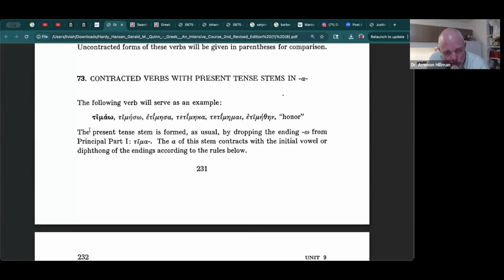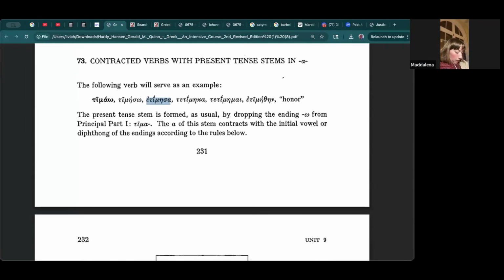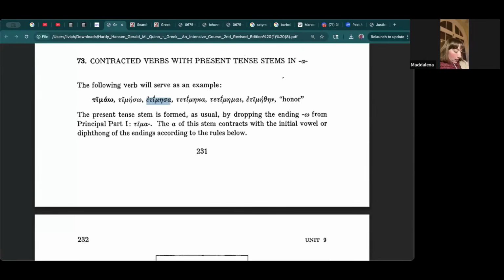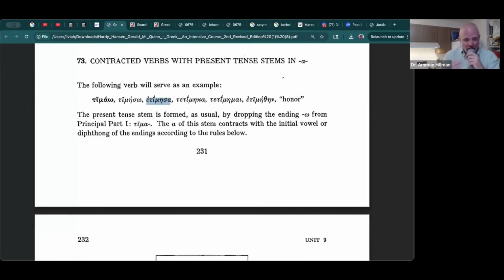Now just sit there for a minute. You're asking about accents, and you're thinking, what happened with this one? This one moved three syllables from the end. That aorist, boom, it's moving. The accent's moving one syllable back. See how it's timao? It's on the second to last. Timeso, second to last. Etimesa. Why did it do that? It's moving its accent back. It has to do with the weights and sounds. This is all part of the music of Greek. Anyway, that's why I wanted you to hit that accent. Timao, timeso, etimesa, tetimeka, tetimemai, etimethen, to honor.